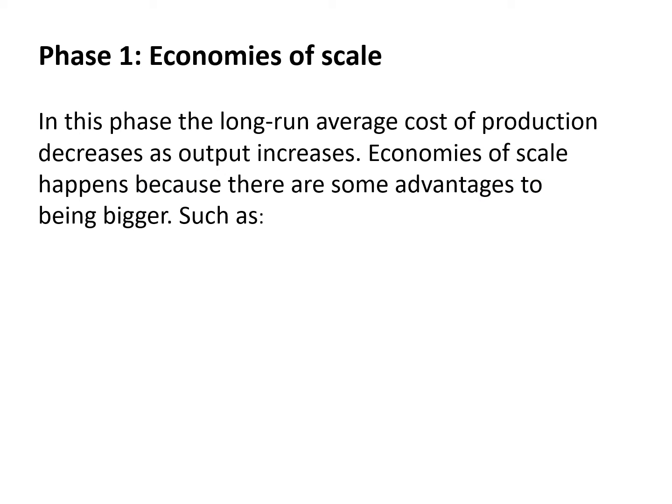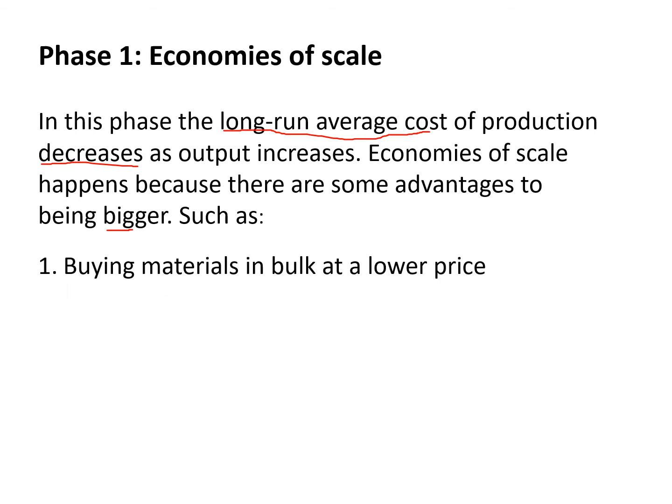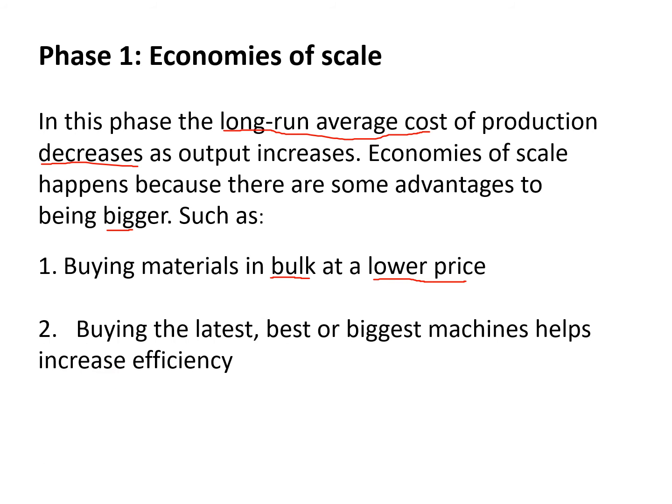Phase 1, economies of scale. In this phase, the long-run average cost of production decreases as output increases. Economies of scale happen because there are some advantages to a firm being bigger. One of the first advantages is it allows them to buy materials in bulk, so they might be able to negotiate a lower price. They might be able to buy the latest, best, or certainly biggest machines.